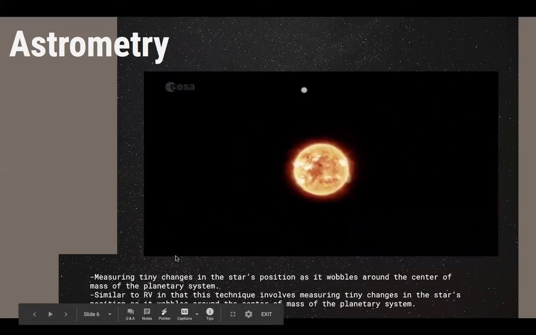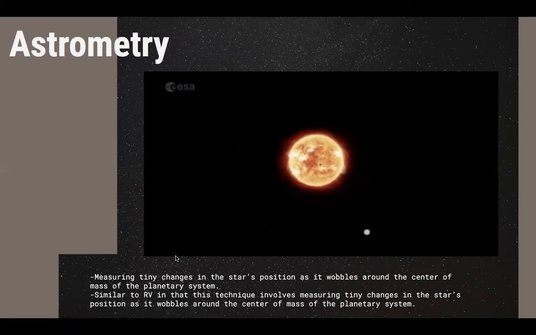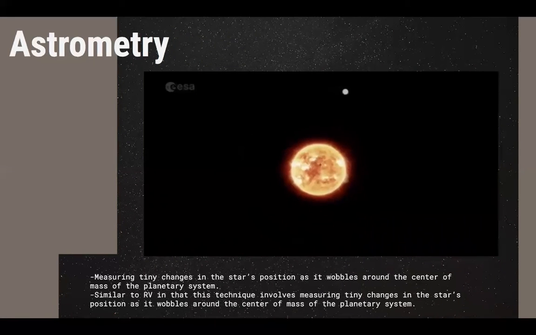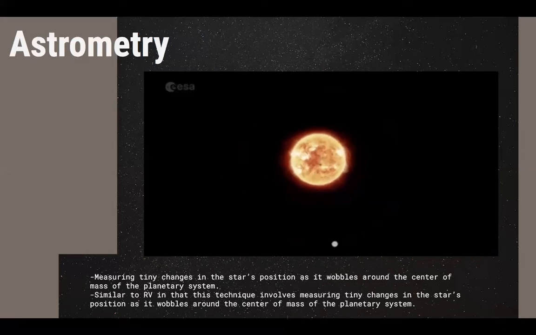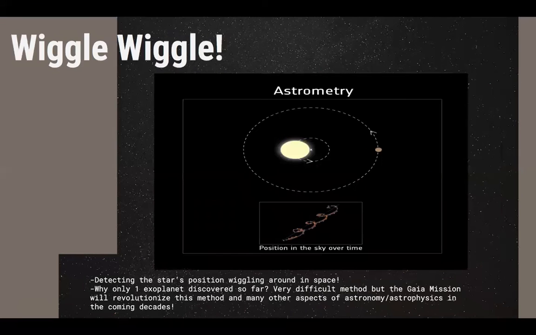Now to touch on astrometry. These next couple of animations are from the European Space Agency. Astrometry is defined as the measurement of the positions, motions, and magnitudes of stars. It is related to RV in that this technique can also be used to identify planets around a star by measuring tiny changes in the star's position as it wobbles around the center of mass of the planetary system.